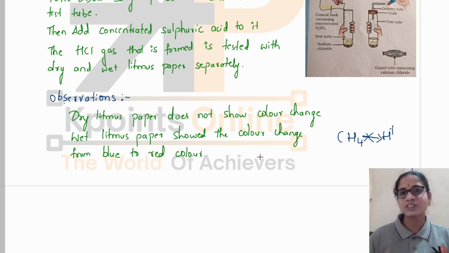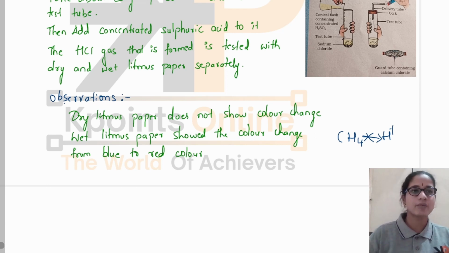That gas which has produced ions in the presence of water is acidic in nature. Dry HCl gas will not show acidic character because of the absence of H plus ions. Once it is in the presence of water it produces the ions, and then it will behave as an acid. This is the inference that we can draw from this activity.